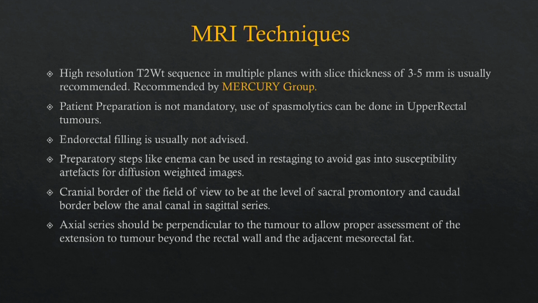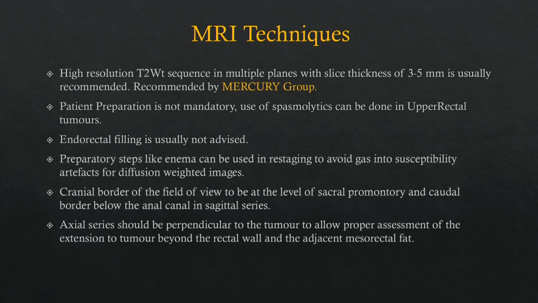MRI technique: the Mercury group has defined high resolution T2 weighted sequences in multiple planes with a thickness of 3 to 5 millimeters, which are usually recommended. Patient preparation is usually not recommended unless we are dealing with upper rectal cancers. Use of spasmolytics can be done.